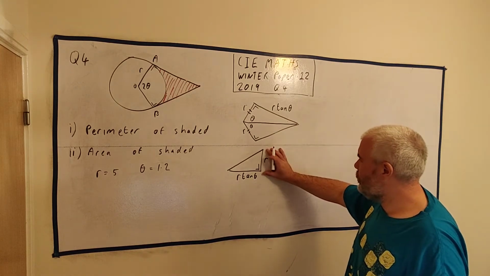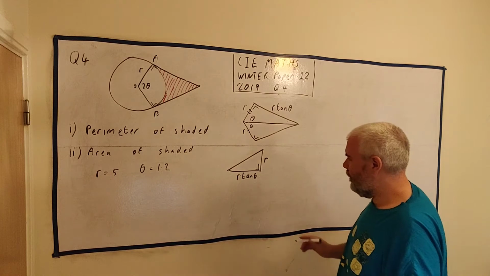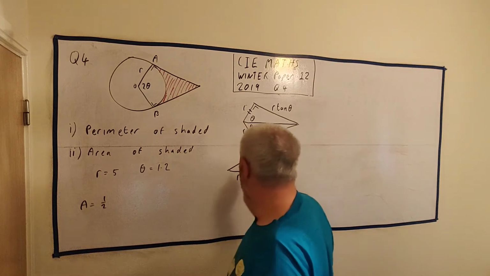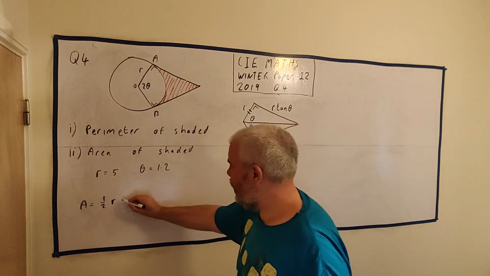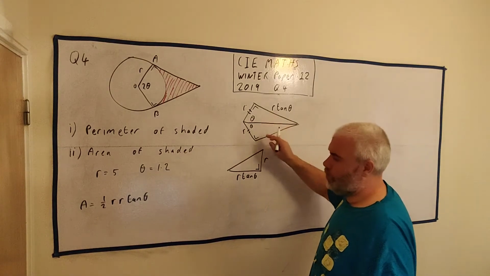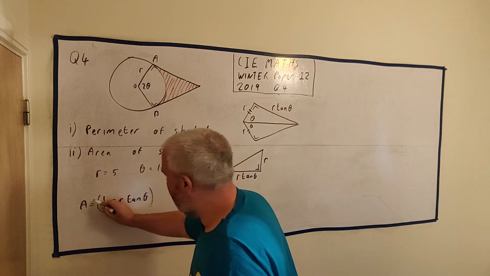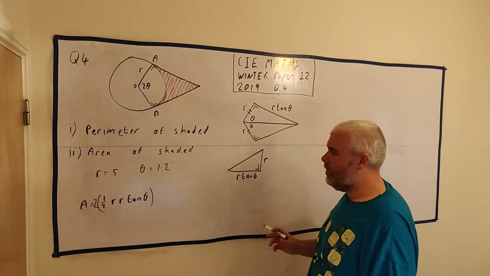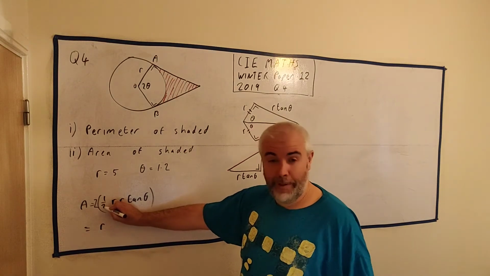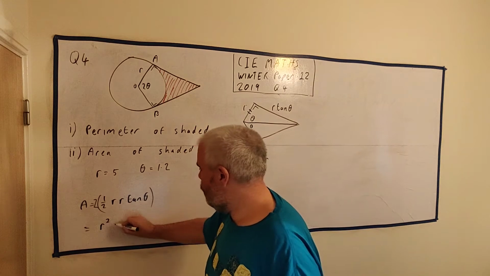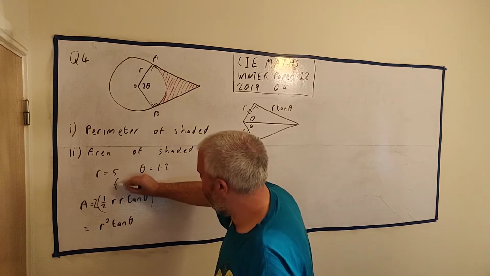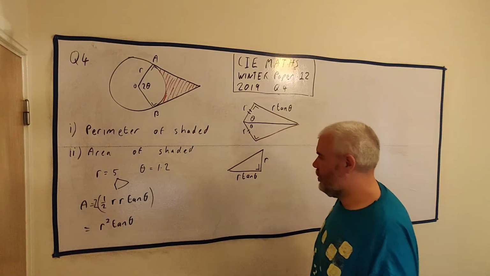Okay, so the area of this shape, because I just need 2 of them. The area is equal to half r multiplied by another r tan theta, and then we have 2 of these areas. So let's multiply that by 2. So the area of this shape is equal to 2 multiplied by half is 1, r by r is r squared tan theta. So that's the area of that shape there.